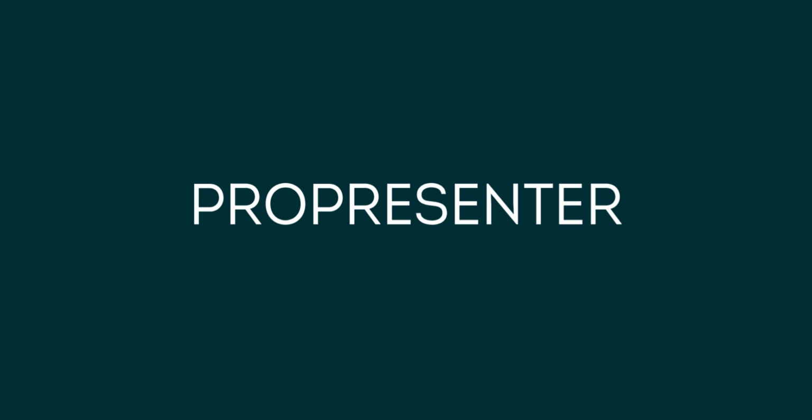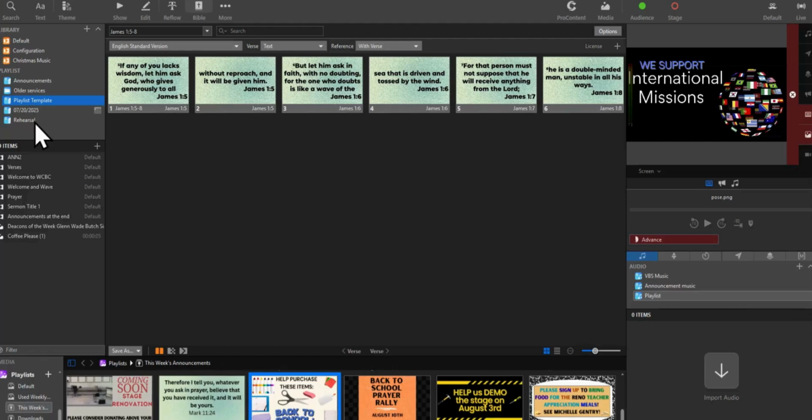Okay, so I'm hoping that this is very helpful for you. When you open up ProPresenter, you're going to see a page that looks like the one right here. And on the left, you're going to see the library, the playlist, and then the items.